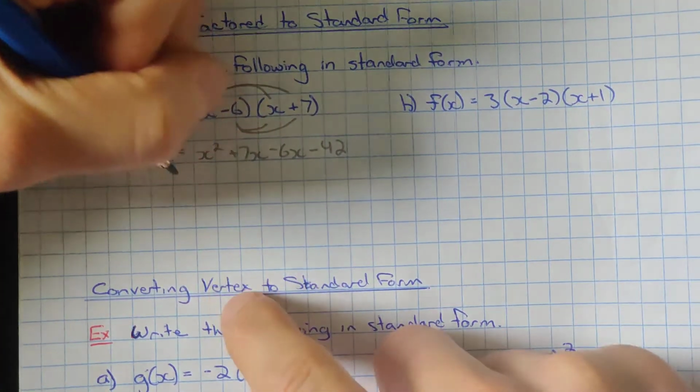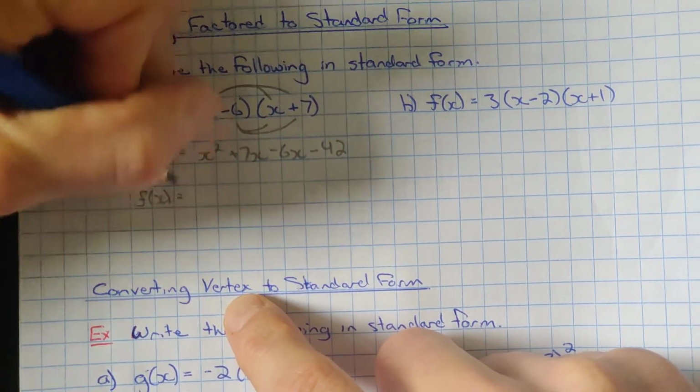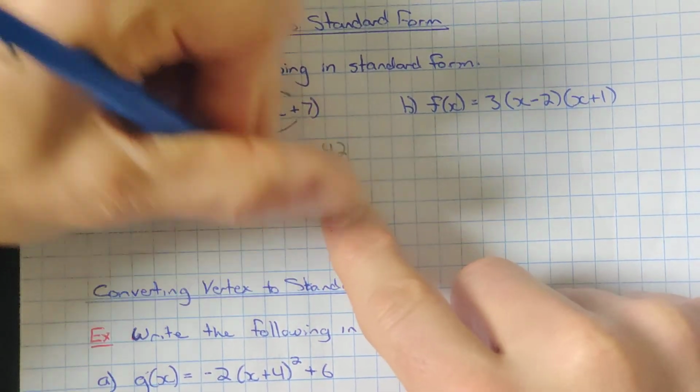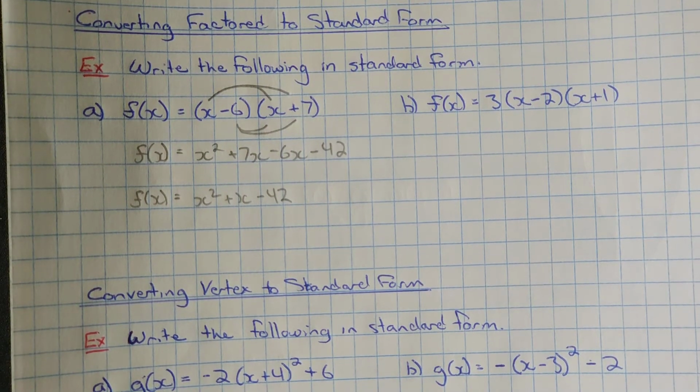Add those middle two terms. f(x) equals x squared plus x minus 42. We got ourselves a quadratic.